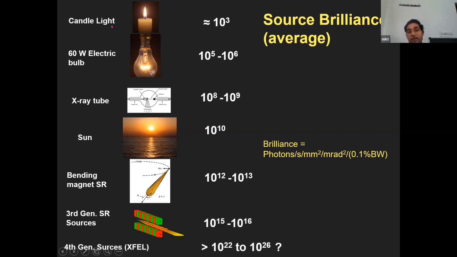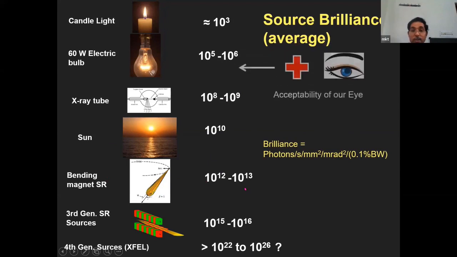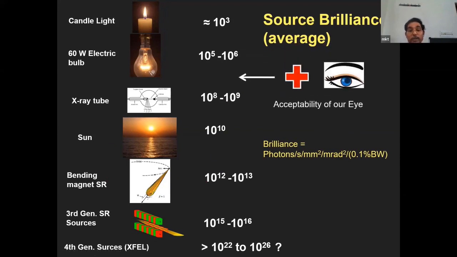For example, take candle light. The typical brilliance from candle light is 10 to the power 3. Similarly, if you consider a 60-watt bulb, the typical brilliance is 10 to the power 5 to 6. If you consider a laboratory X-ray source, a conventional X-ray source, the typical brilliance is normally 10 to the power 8. If you use a rotating anode, then you might have 10 to the power 9 brilliance. And our sun provides a good brilliance, 10 to the power 10. And in our synchrotron radiation source, something like 10 to the power 12 to 10 to the power 30.